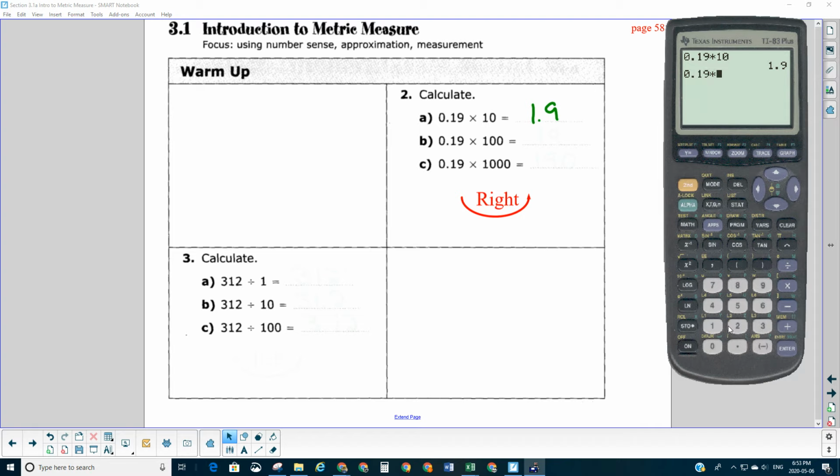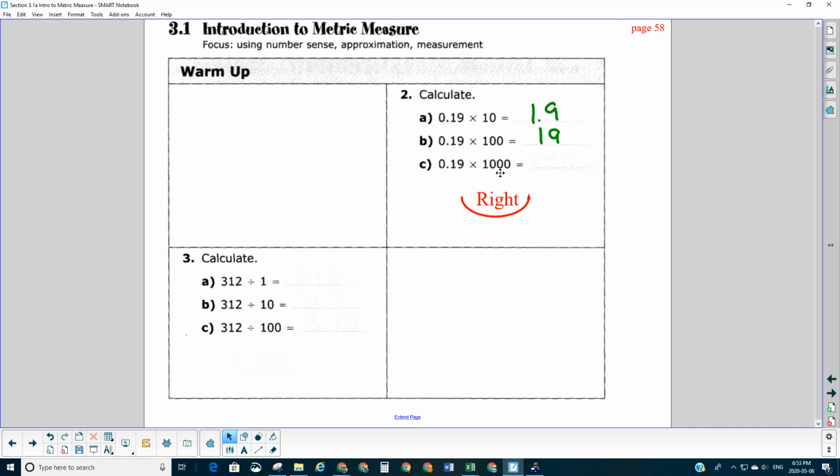0.19 times 100, we should move two decimal places to the right. So there we go, 1, 2, and we get 19. And then, of course, multiplying by 1,000, you're going to move three decimal places: 1, 2, and the third one's going to get a 0, and you get 190. So multiplying is like going down the staircase. You need more of them. So multiplying by 10, 100, or 1,000 means moving 1, 2, or 3 decimal places to the right.